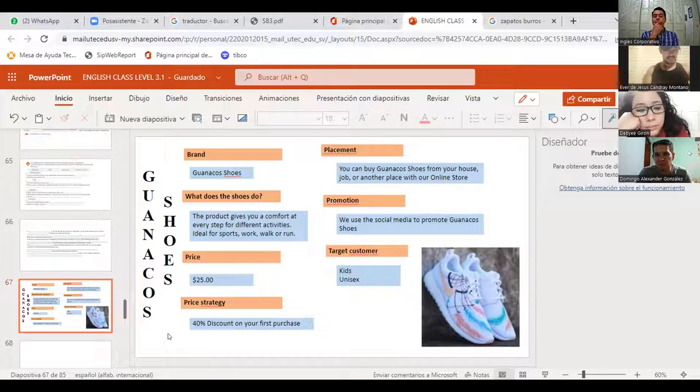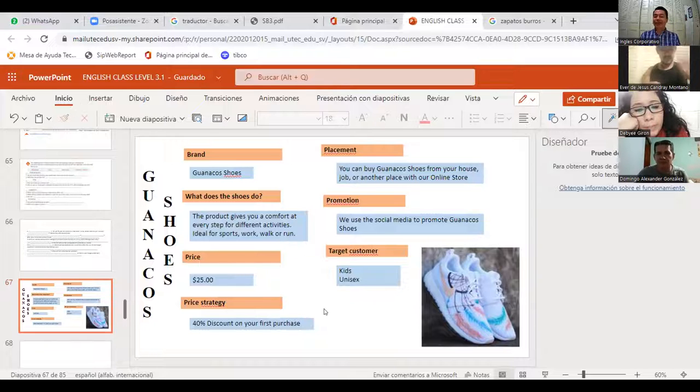What are our target customers? They are kids, men, women. I don't know, teacher, if unisex is the correct word or if another word exists. That's okay, unisex. Yes, I guess it's okay. Good. Okay, thank you. So this is our marketing plan for Guanaco shoes.